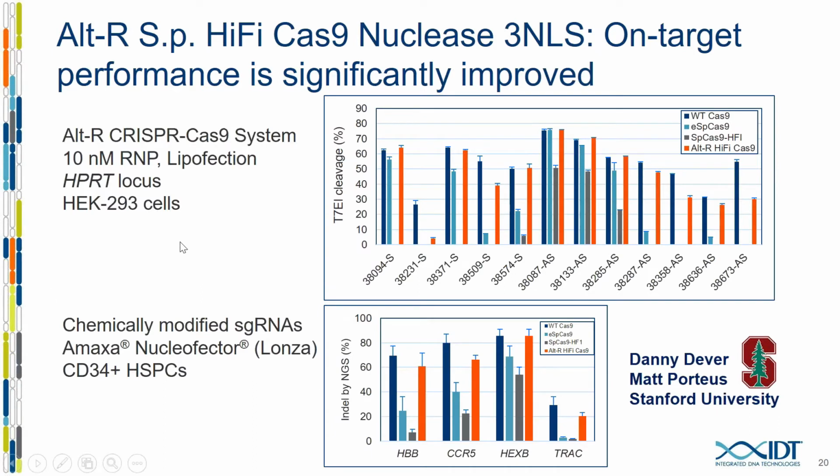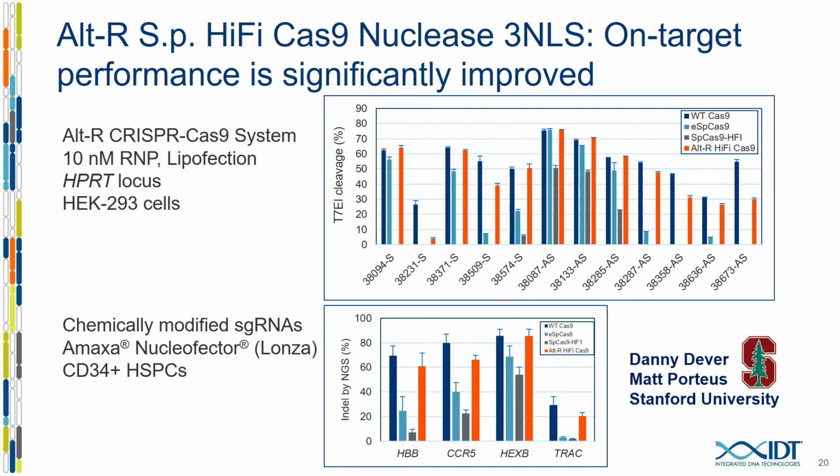And here's some data in two very, very different systems to show you the on-target performance for this HiFi Cas9 protein. On top, we've got the two-part RNA system delivered by RNP lipofection, testing 12 different guides that target the HPRT locus. These are in standard HEK293 tissue culture cells.